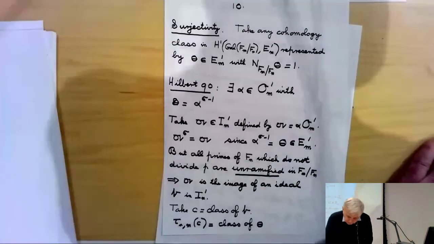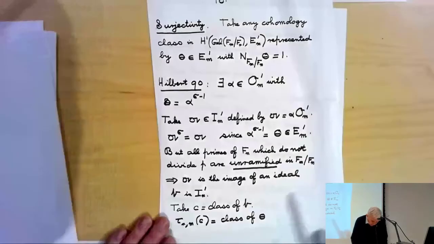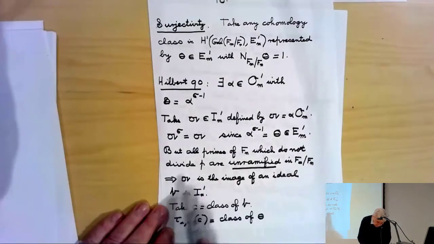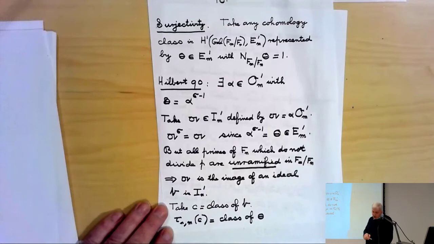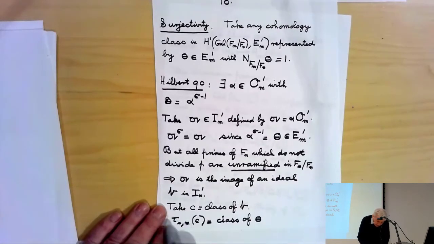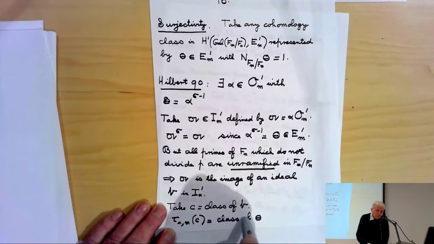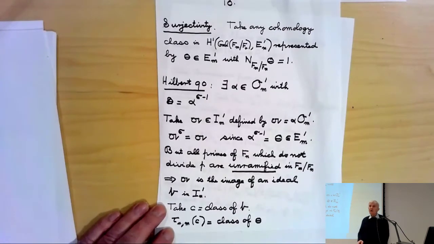And so that tells me that, in fact, if I take A to be the image of an ideal B in N prime, and we take C to be the class of B, then if you go back and look at it, and you take tau n of this C, we get the class of the theta that we started out with. So this is the proof of surjectivity.